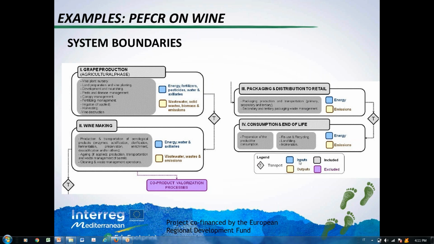As you can see, the blue letters refer to input, and the yellow ones to outputs. The purple cell is related to the excluded processes. You can exclude something, you just write the reason you decided to exclude some processes instead of others.